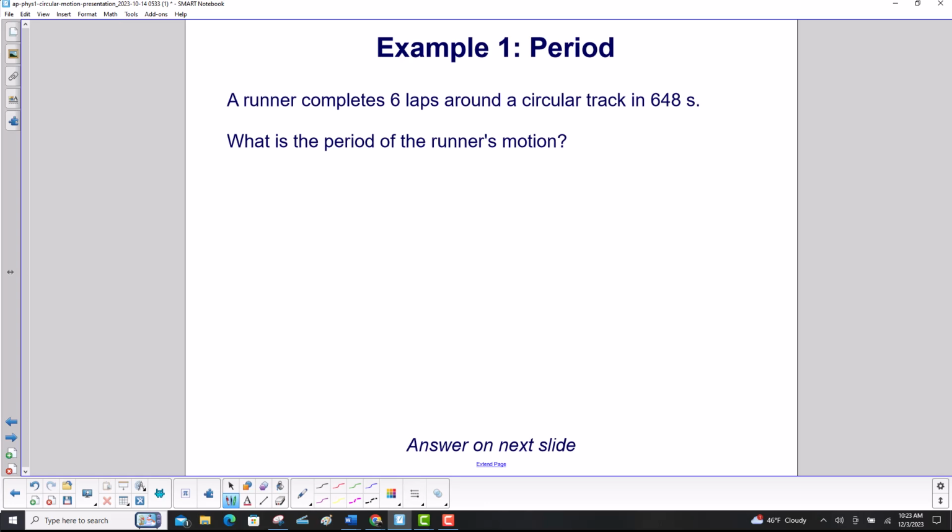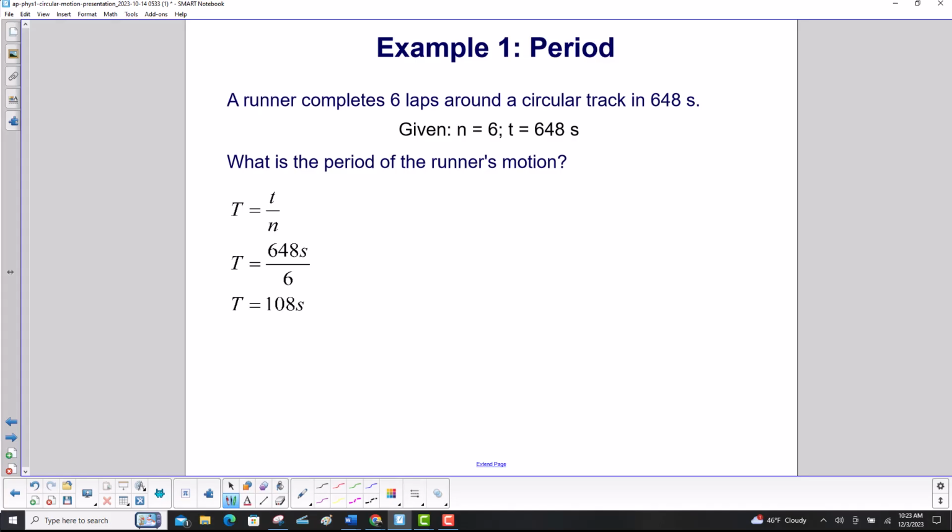Answer on next slide. We write our givens. n is equal to 6, time is equal to 648 seconds, and there'll be many different names for this. You could call it laps, revolutions, turns around a circle, and as long as you have a number in front of it, that's going to be this little n here. So the period is time over n, put in the givens, and we get the period is 108 seconds.